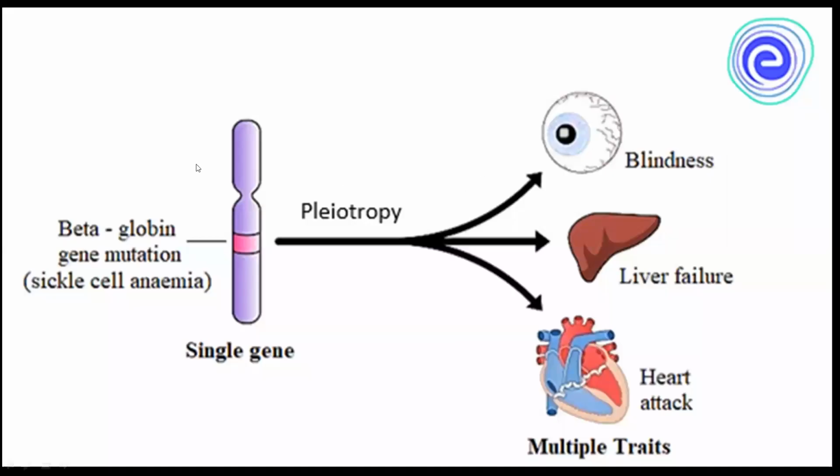See this. Now if there is mutation in this beta globin gene, that is sickle cell anemia, what will happen? There will be blindness, liver failure, and heart attack. Although it is single gene mutation, the effects are many. The phenotypic changes are many. Although there is only one change in the genotype, the phenotypic changes are many. There will be color blindness, liver failure, and heart attack.